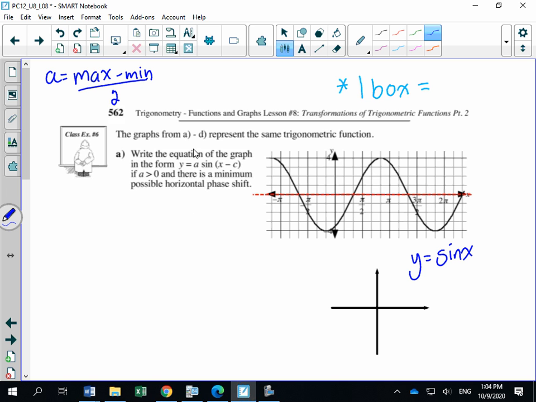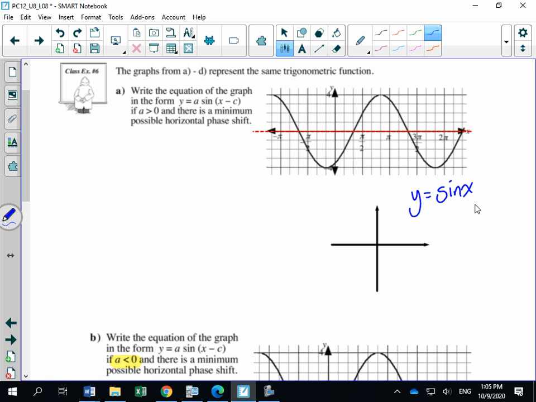And then I say, according to this, there are two transformations that have happened. There's going to be an A value, so my graph undergoes a stretch, and there's going to be a C value, which is a phase shift. I'm going to need to figure out both of these. Before I start, I always sketch what the graph of y is equal to sine of x is. Sine of x always starts at 0.